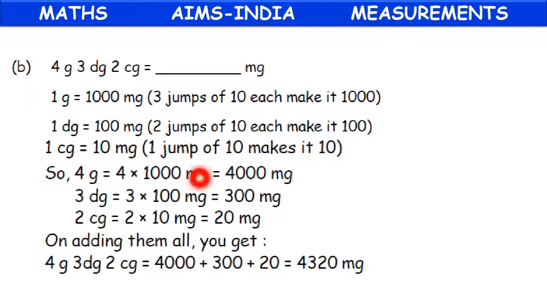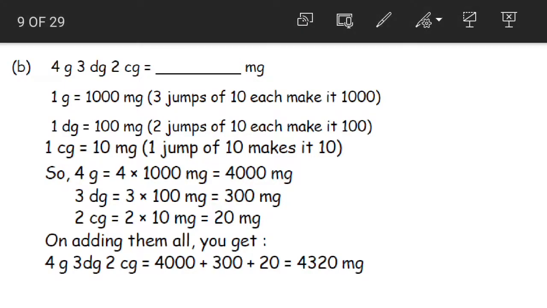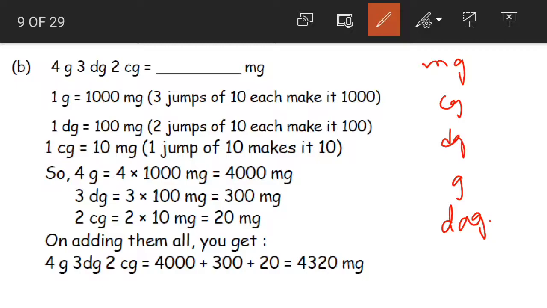Coming to example B, 4 grams 3 decigrams 2 centigrams is equal to how many milligrams? Here you see, what is the hierarchy? Hierarchy means what is the pattern of units of measurement, how do they increase? First we have milligrams, then we have centigrams, decigrams, grams, and then we have decagrams. From here what do we need first? First we have grams which we need to convert into milligrams. So these are grams, these are milligrams.